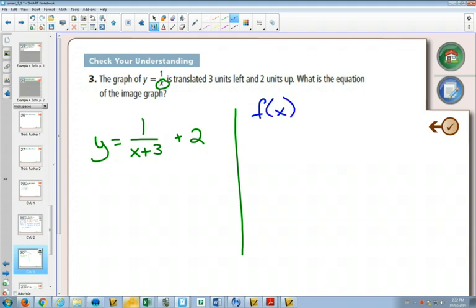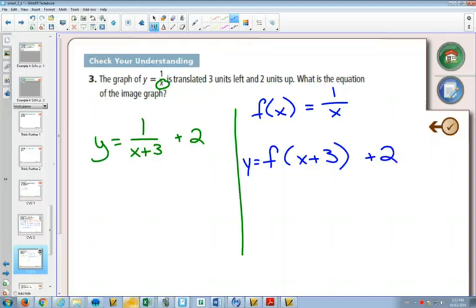f of x is just another way of writing y. So if we started with y equals 1 over x, we could have written our function f of x is 1 over x. That means the same thing. In function notation, when we want to show a transformation of 3 units to the left and 2 units up, it's easy to write because we can really see what's inside and what's outside. So if I want 3 to the left, that'll be x plus 3, just y equals. And 2 up would be plus 2 afterwards.